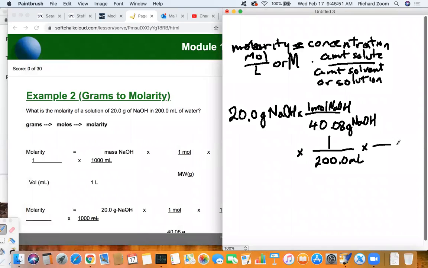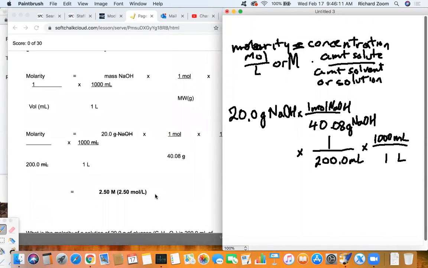Okay, so the next thing, we need to make this liters. So I'll put liters on the bottom because I know liters need to go on the bottom. Milliliters need to go on top to cancel. So that'll be 1,000 mL over 1 liter. And then that gives me my result, which is going to end up being 2.50 big M.